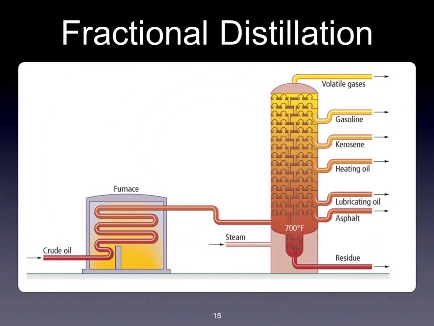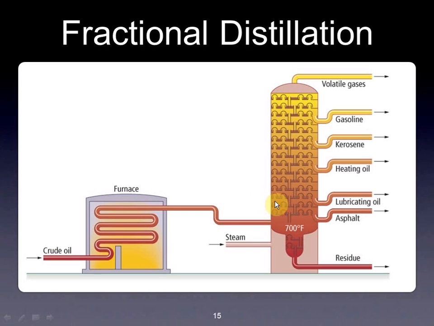Here we see a diagram from your book that outlines the process of fractional distillation. Basically, the entire mixture is heated up to about 700 degrees Fahrenheit. At this temperature, most of the mixture's components will be in the gaseous state. Those that aren't are called residue and can be drawn off the bottom. As the gases move up the tower, the temperature slowly decreases, and some materials condense. Those with the highest boiling points condense first.